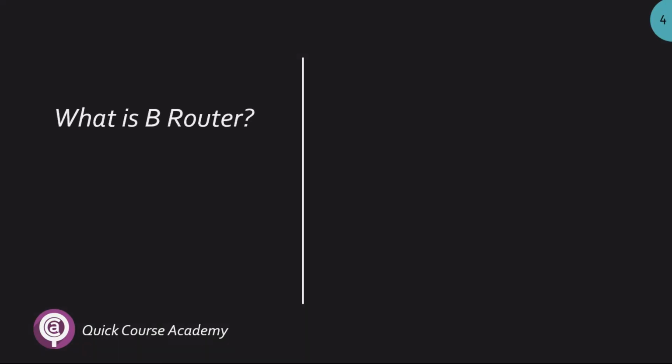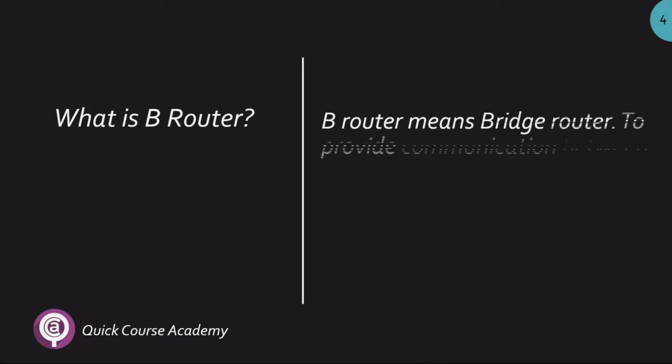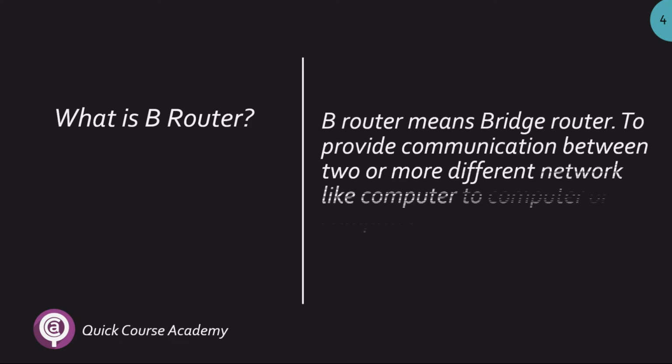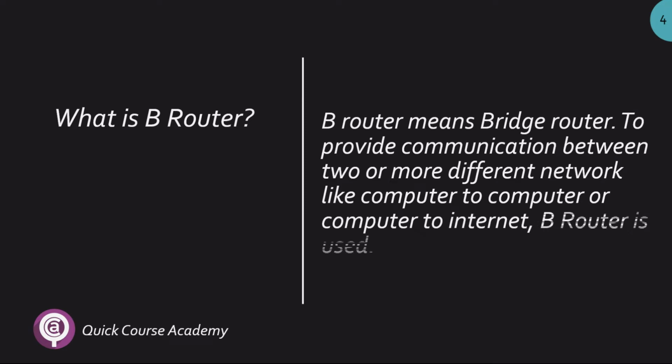What is B router? B router means bridge router. It provides communication between two or more different networks, like computer to computer or computer to internet. B router is used.